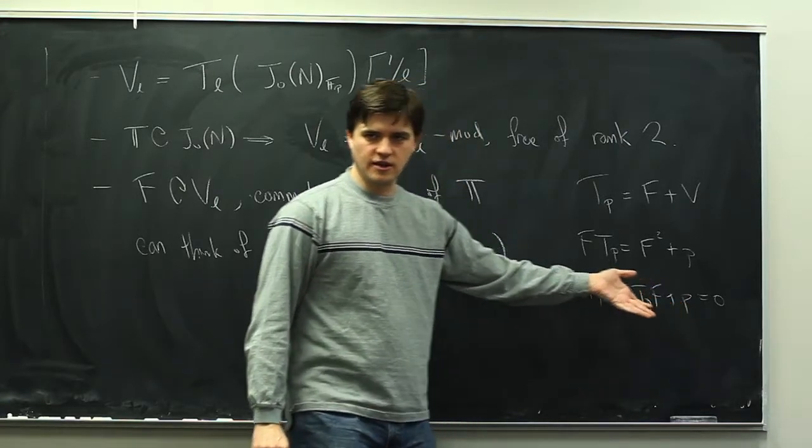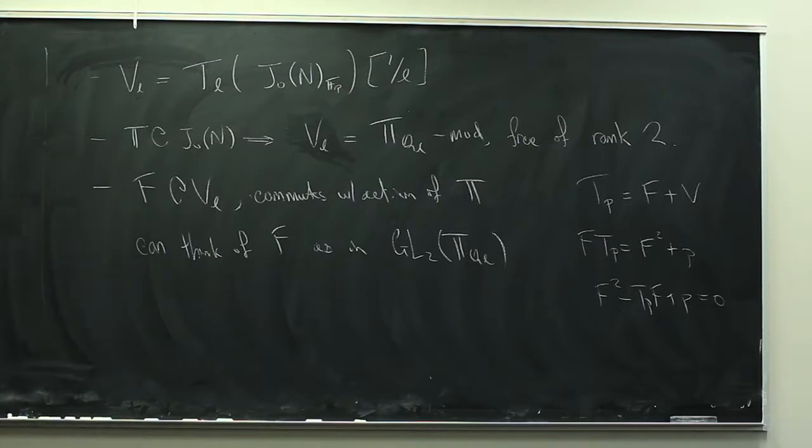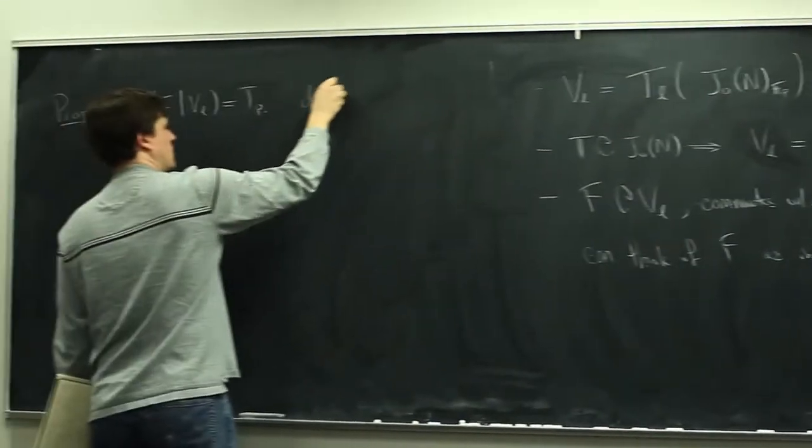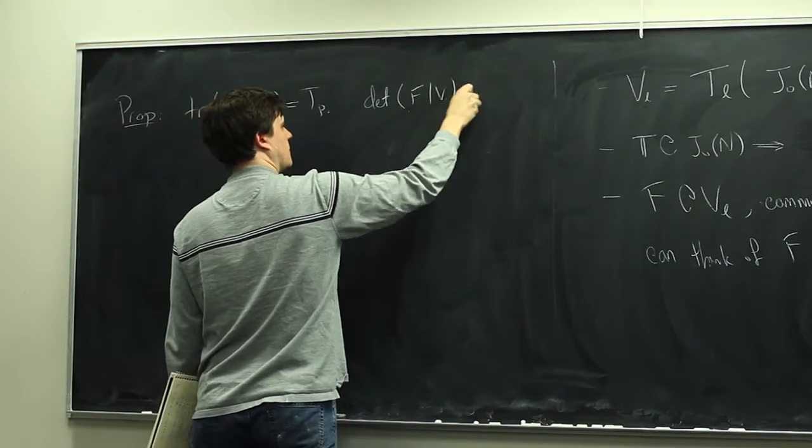But that doesn't come for free, right? I mean, even if you had a complex matrix, it wouldn't necessarily be the case, because you could have a diagonal matrix and that would satisfy a linear polynomial, and then you could multiply it by any other linear polynomial and still satisfy that equation. The coefficients wouldn't give you the trace and determinant. But in this case, it does. So what I want to say is that what you'd expect to be true is true. So the trace of Frobenius on V_L is T_p, and the determinant is p.